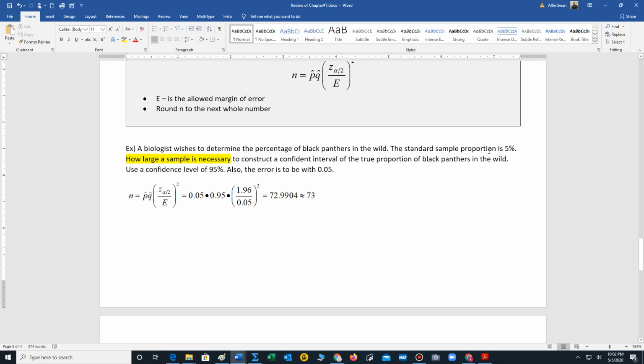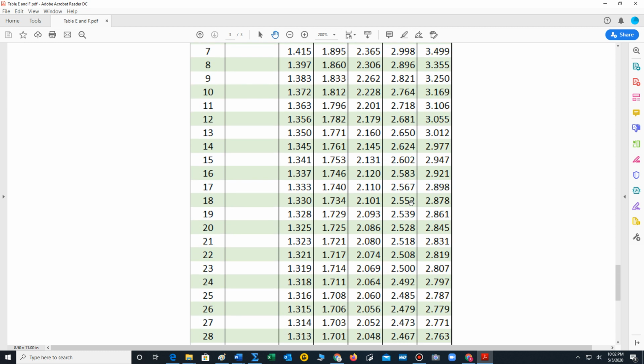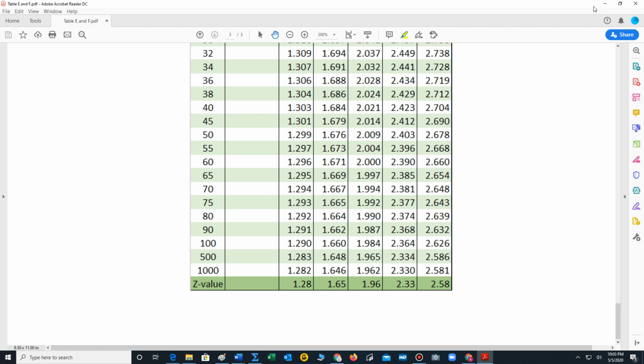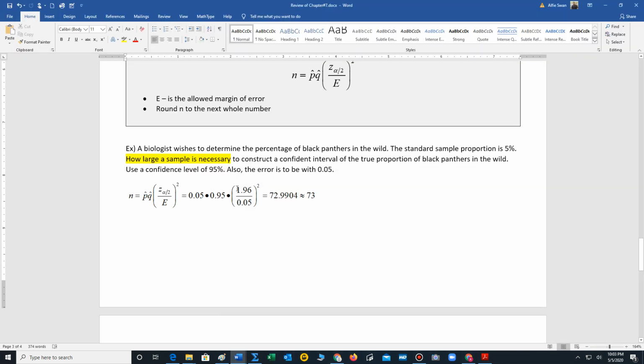So p-hat is 5%. 1 minus 5% is 95%. So we're going to represent that as 0.05 and 0.95. Let's look up our 95% confidence level. So that's going to tell us to go all the way down, since we're looking for a z-value, 1.96. So this z-value becomes 1.96. E is our error, 0.05. Type this in the calculator. We should have 72.9904, which rounds up to 73.